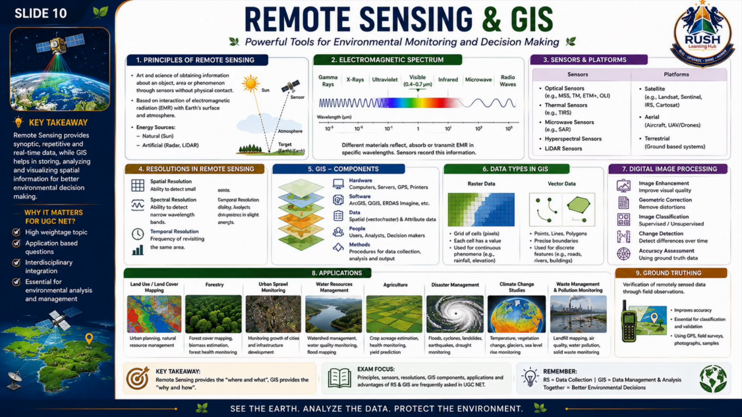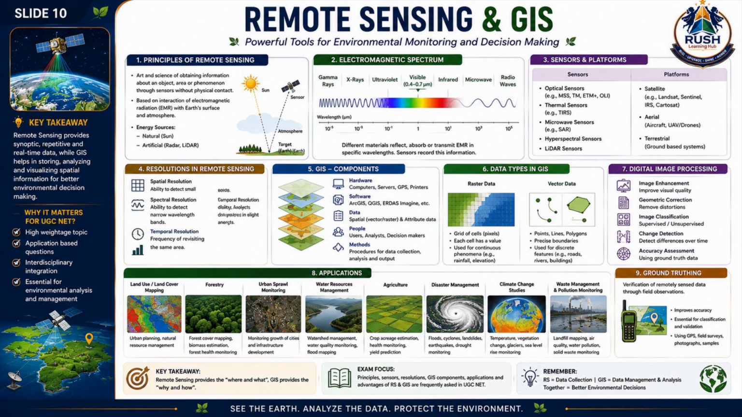Ground truthing is another important concept. Ground truthing refers to field verification of remotely sensed data. It involves collecting actual observations from the ground and comparing them with satellite-derived information. Ground truthing improves classification accuracy and ensures reliable interpretation of environmental data.